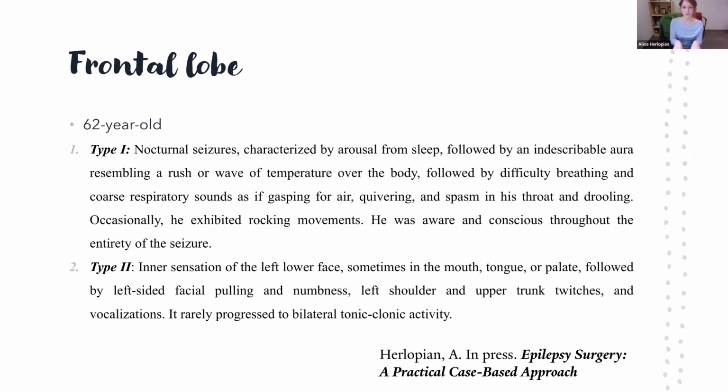So he has two types of seizures. One is a nighttime seizure: he wakes up, has this unusual aura where there's a rush in his body, there's a gasp, he gasps for air, and has some quivering and spasm of the throat. If you want to localize this, it points you towards the insula and the opercular area. This is the type of manifestation that we have from that region.